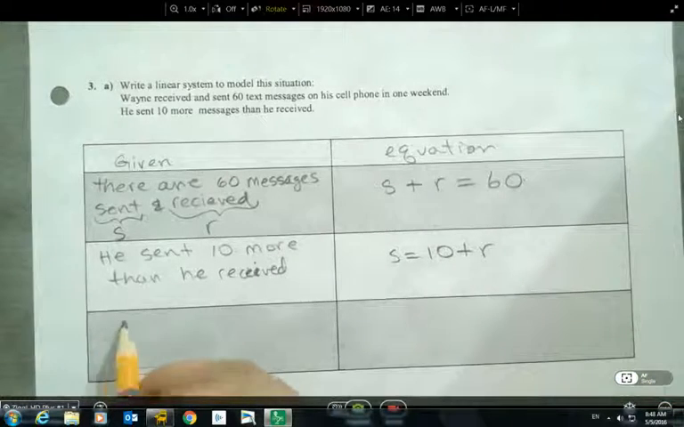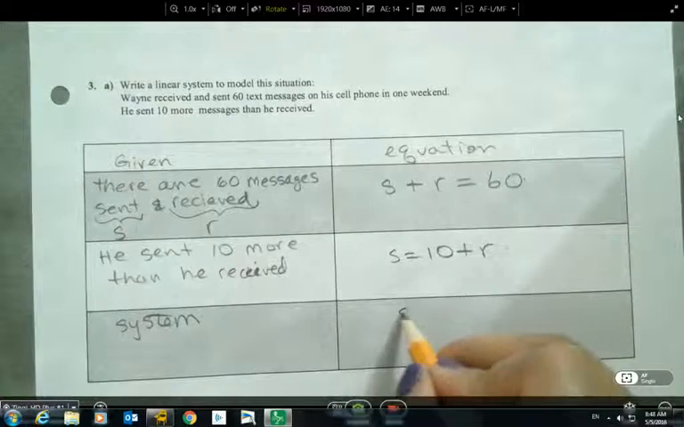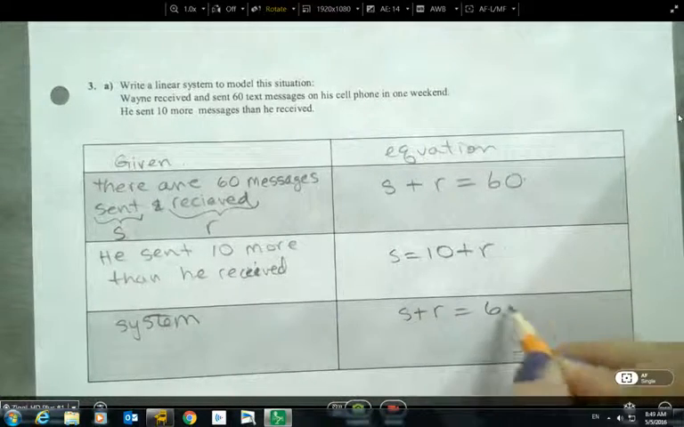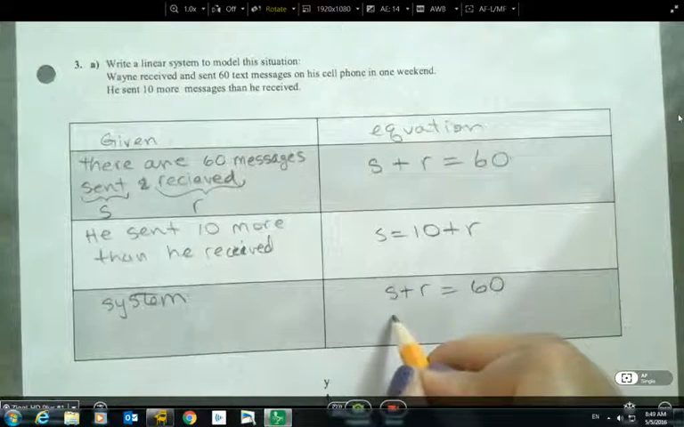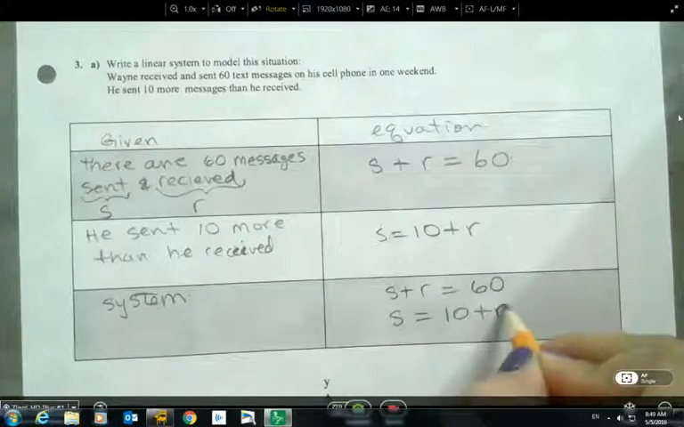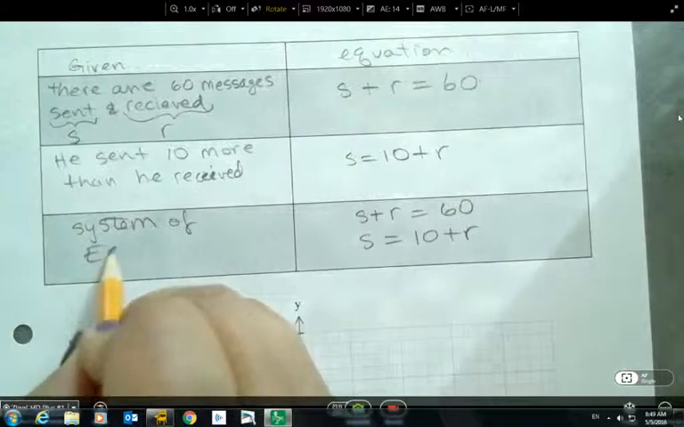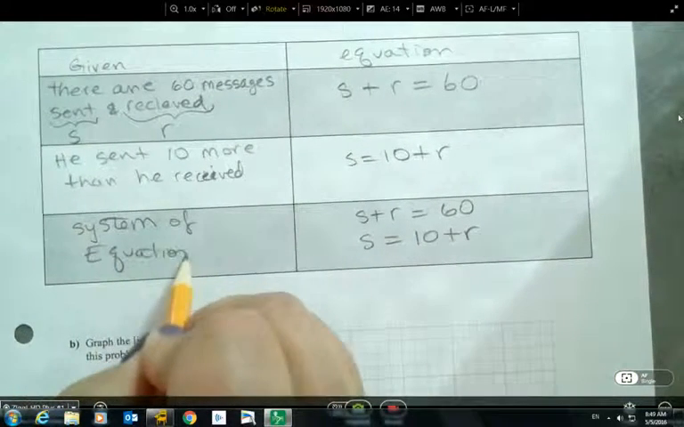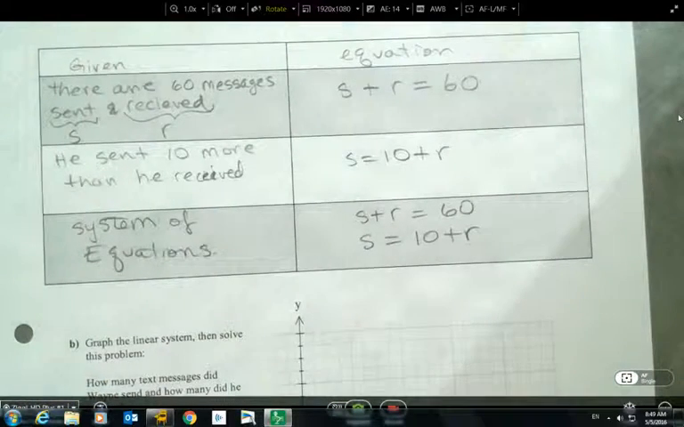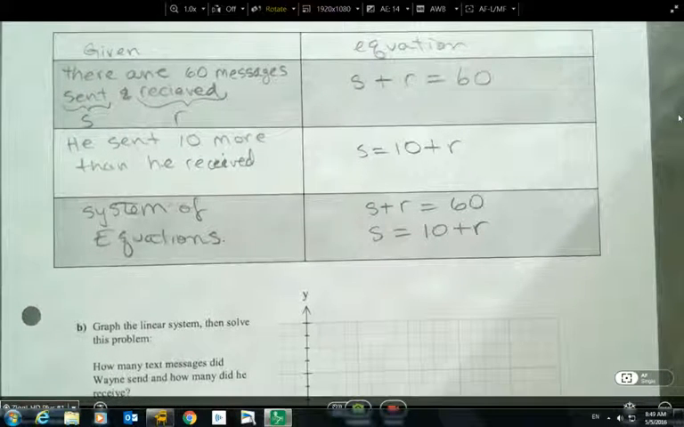So the system that you would have is S plus R equals 60, and then you can write S equals 10 plus R. So this is your system of equations that would associate. So now what we're going to do is we're going to take these two equations and we're going to graph them.